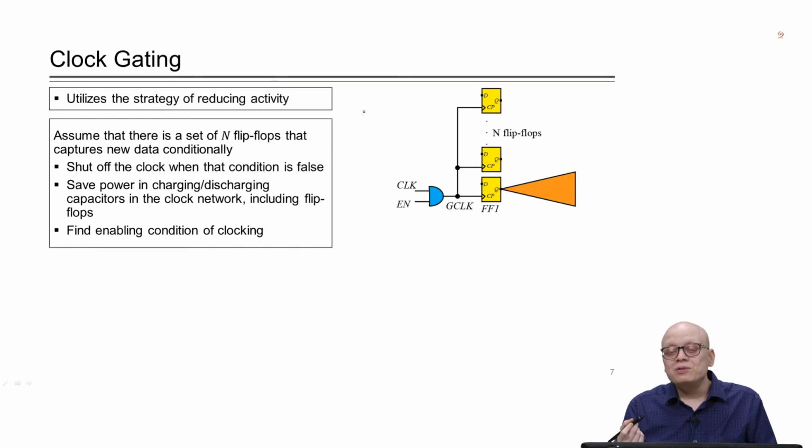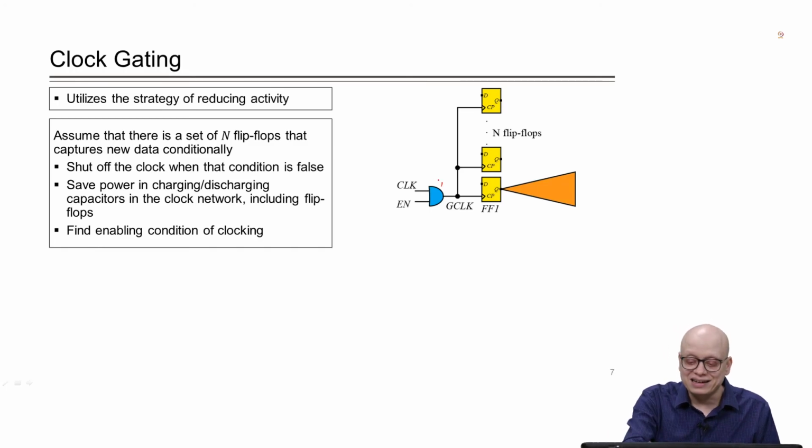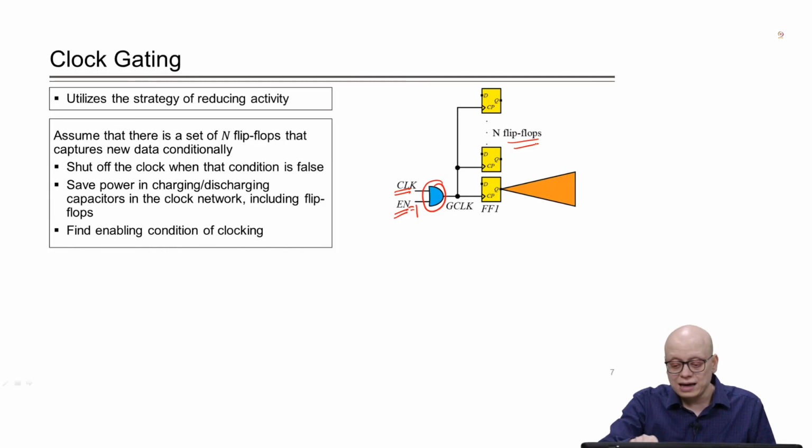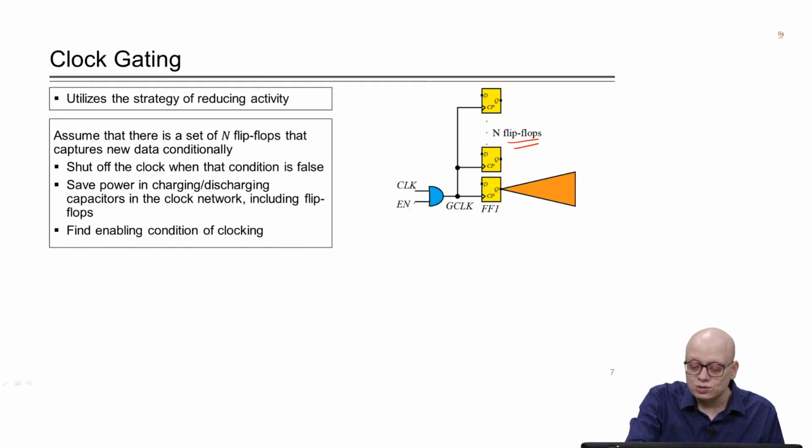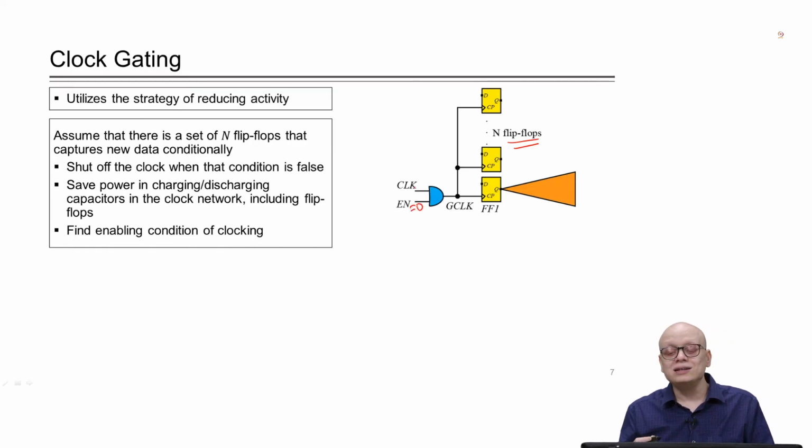It may seem that we can simply implement it using an AND gate. There is a clock and there is an enable signal, ANDed together. Whenever enable is equal to 1, the clock will propagate and these n flip flops will be capturing the value. And when enable is equal to 0, the transition in the clock signal will not reach the clock pin of the flip flops, and it will be disabling the transition in the clock network and inside the flip flops. So, this looks like a simple implementation, but this implementation has a flaw.